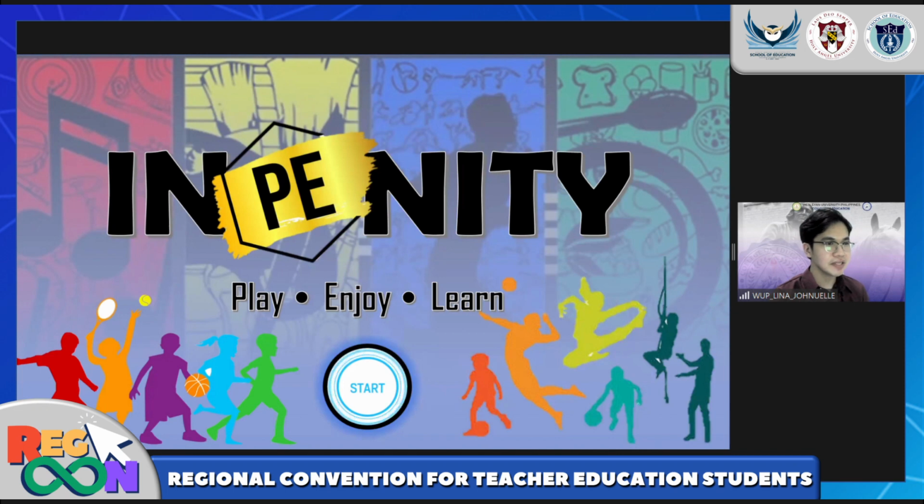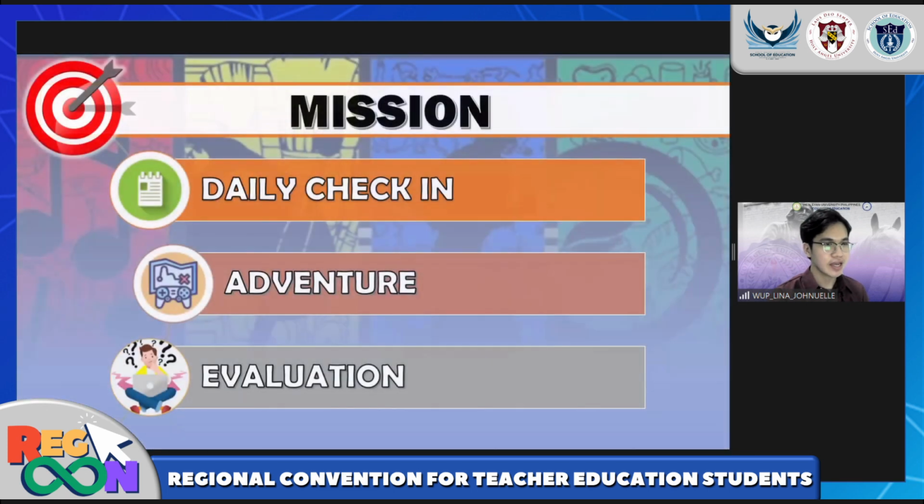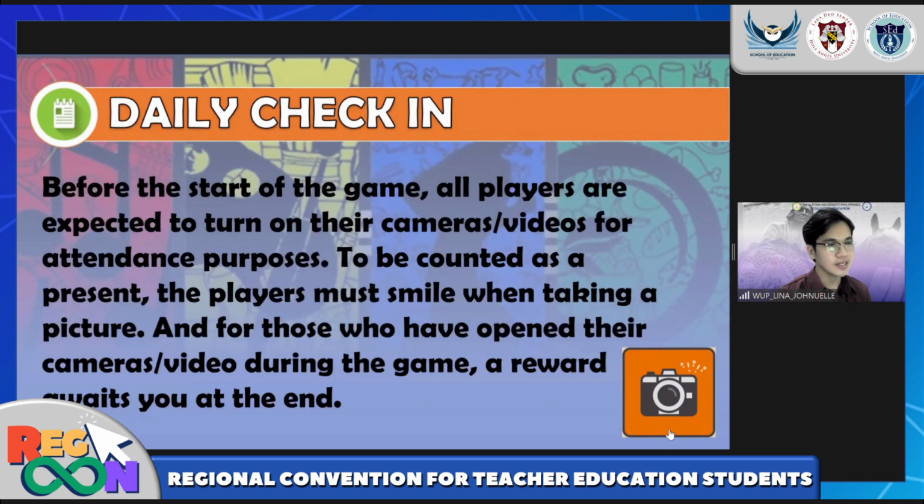Infinity is made up of three main divisions: daily check-in, adventure, and evaluation. In utilizing it, the class must unravel these three main divisions. Daily check-in is an introductory part of the presentation. It involves a unique way of attendance checking by instructing the students to open their cameras while smiling.